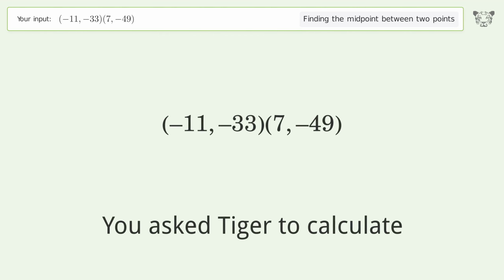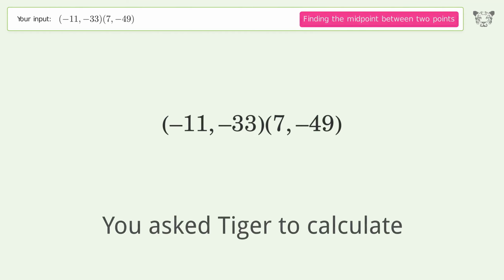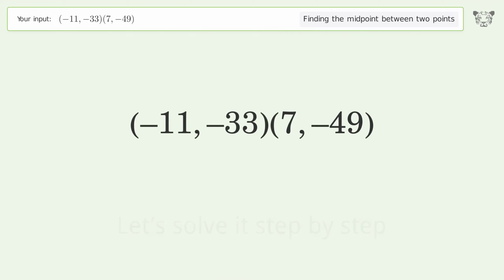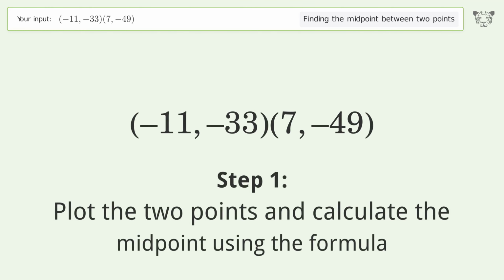You ask Tiger to calculate. This deals with finding the midpoint between 2 points. The midpoint between the 2 points is -2, -41. Let's solve it step by step. Plot the 2 points and calculate the midpoint using the formula.